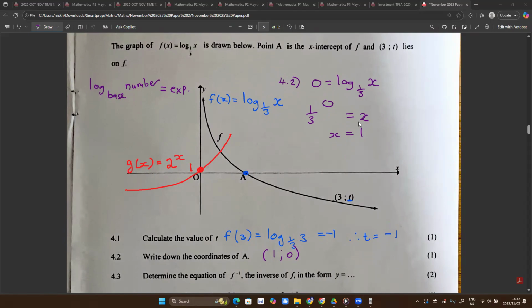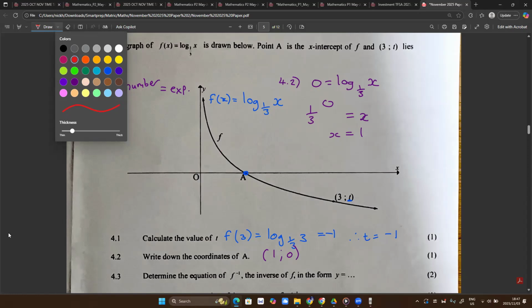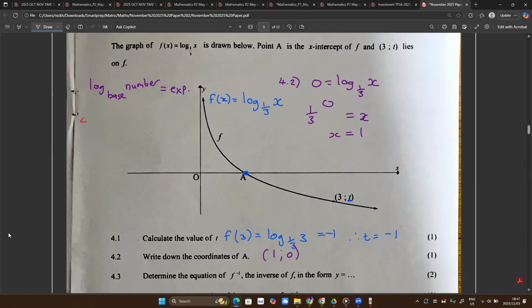Well, let's just clear that. We were going to do 4.3 here, and we'll do 4.3 in red, but I'm going to do it on the document here. So we've got the document. So 4.3, we have f inverse. So what does that mean? Swap x and y. So I'm going to say x equals log 1 over 3 y. And now I simply get y by itself.